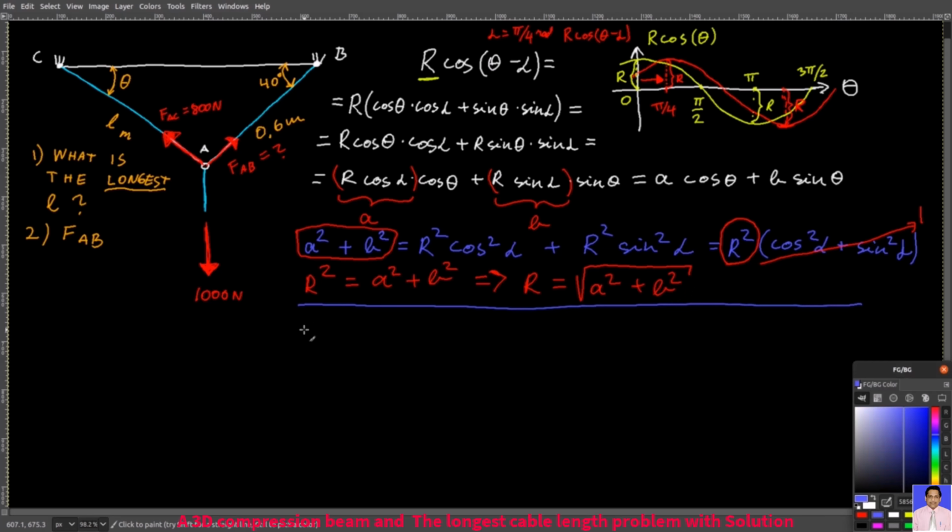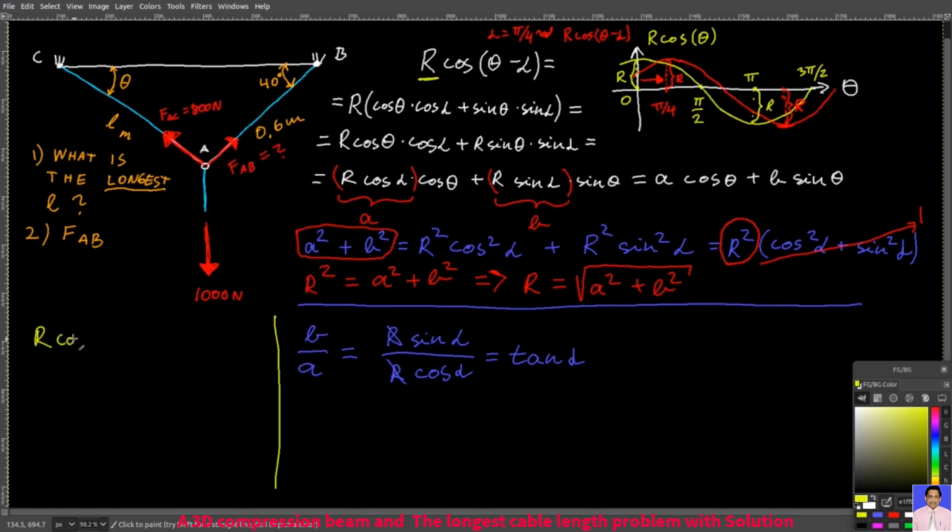And now another thing that I want to do, I want to write b over a. If I do that, then I will have r times sine alpha over r times cosine alpha. I can cancel out the r's, and you know that sine alpha over cosine alpha, that's tangent alpha. And now that's the mathematical relationship that you will most probably need in order to solve this problem.